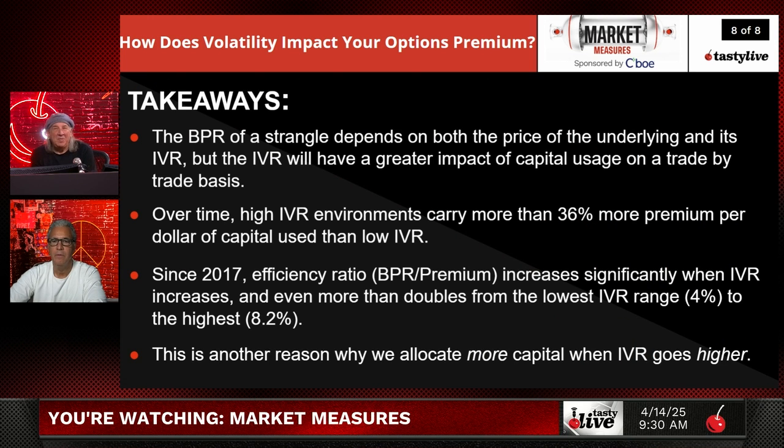So the takeaways: the BPR of a strangle depends on both the price of the underlying and its IVR, but the IVR will have a greater impact on capital usage on a trade-by-trade basis. So over time, high IVR environments carry more than 36% more premium per dollar of capital used than low IVR environments. That's so weird because you get more bang for your buck and you make more money. And then since 2017, the efficiency ratio increases significantly when IVR increases. It doubles, basically. This is another reason why we allocate more capital when it's more advantageous.